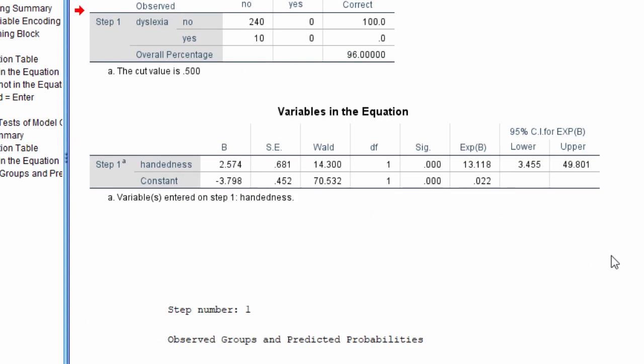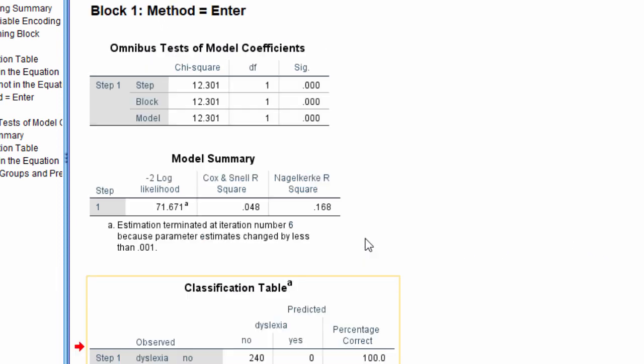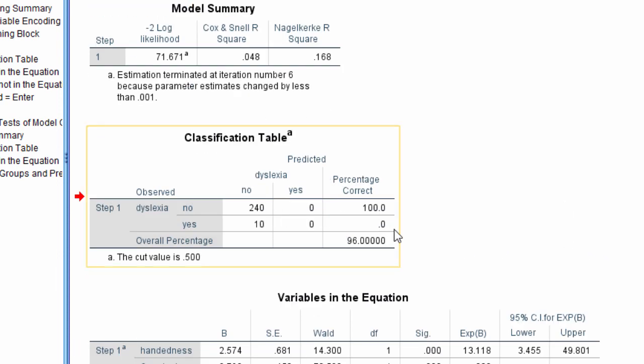In fact, dyslexia is only about 5% of this whole data set. So, in fact, it's exactly 4%. So it's a very small percentage of cases that this model is trying to predict, and it's actually very tough for a statistical analysis to predict relatively infrequent occurrences. So that doesn't mean that it hasn't done anything, though.